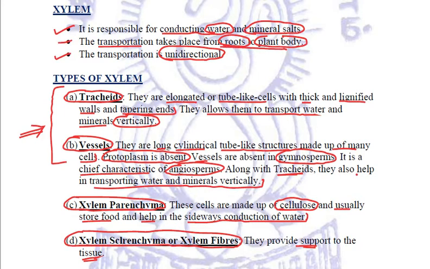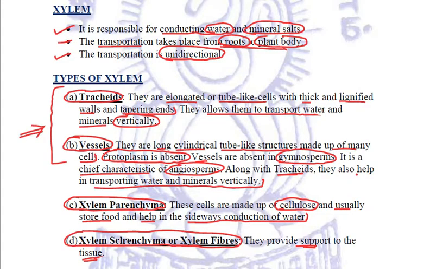Four types of xylem that we have studied: tracheids, vessels, xylem parenchyma, and xylem sclerenchyma, also called xylem fibers. Out of these, tracheids and vessels are the main conductive tissues of xylem. Quite importantly, vessels are absent in gymnosperms, present in angiosperms. Vessels do not have protoplasm in them. These are a few things you need to remember in xylem.